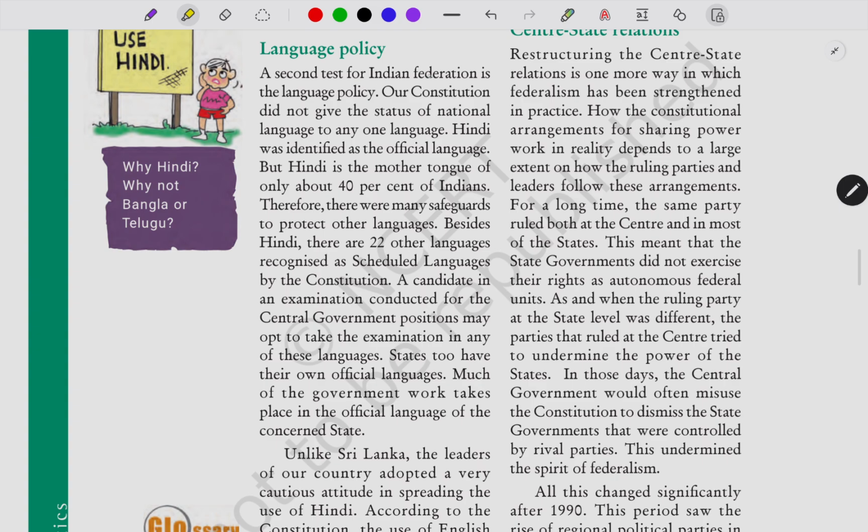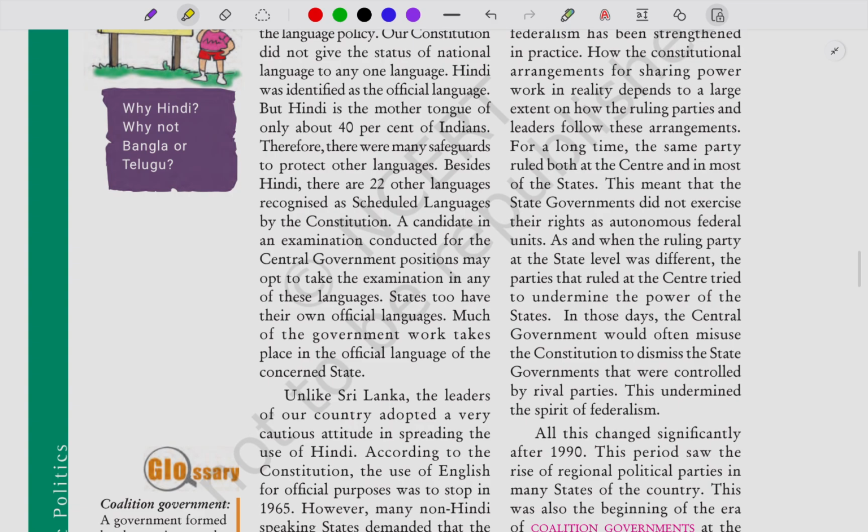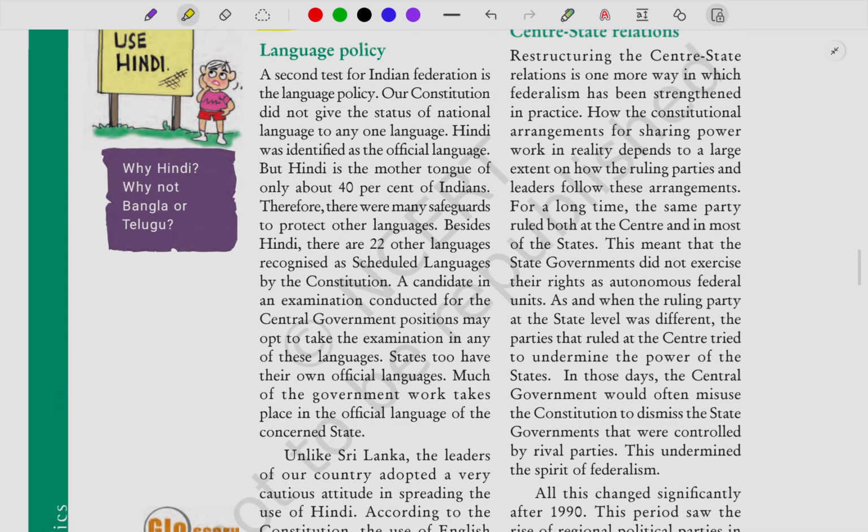Language policy. A second test for Indian Federation is the language policy. Our constitution did not give the status of national language to any one language. Hindi was identified as the official language, but Hindi is the mother tongue of only about 40% of Indians. Therefore, there were many safeguards to protect other languages. Besides Hindi, there are 22 other languages recognized as the scheduled languages by the Constitution. A candidate in the examination conducted for the central government positions may opt to take the examination in any of these languages. States too have their own official languages. Much of the government work takes place in official languages of the concerned state.